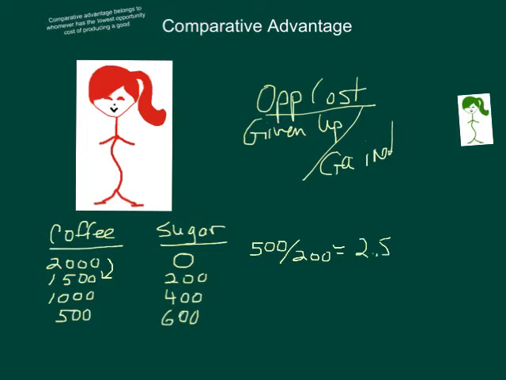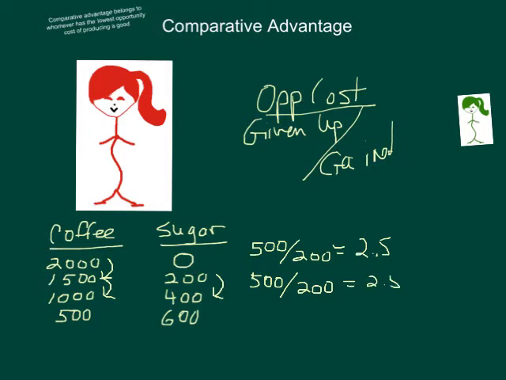And then if we go to the next one, now we're going to increase our sugar production from 200 to 400. We're going to reduce our coffee production from 1,500 to 1,000. So what do we give up? Once again, we gave up 500 in order to gain 200 once again.